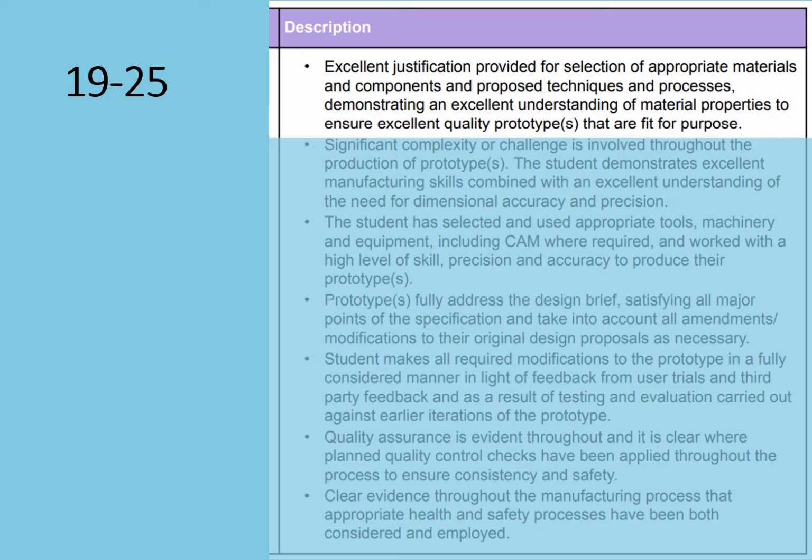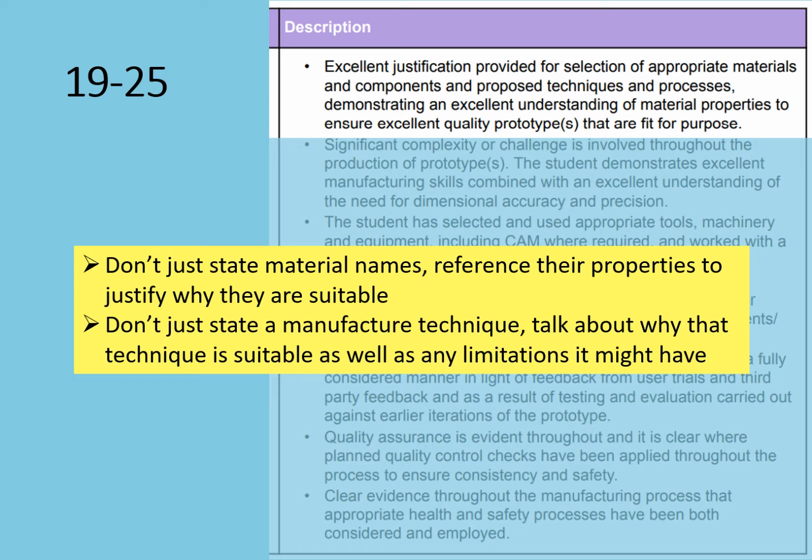Excellent justification provided for selection of appropriate materials and components and proposed techniques and processes, demonstrating an excellent understanding of material properties to ensure excellent quality prototypes that are fit for purpose. So what this actually means is when you are talking about your annotations and you're making notes of your prototypes, what you've done and why, don't just state names or processes. Start to justify your reasoning.